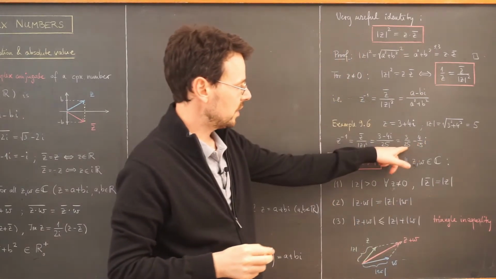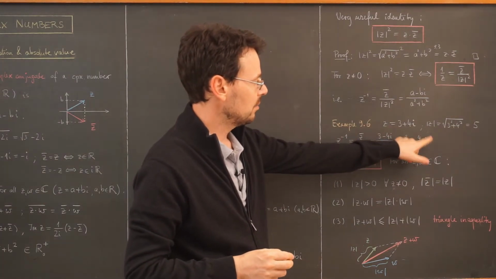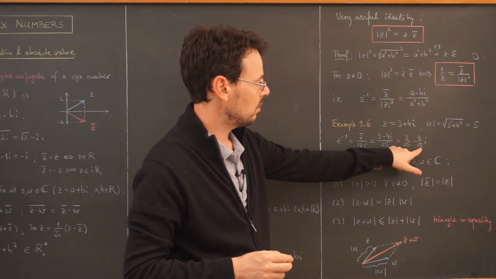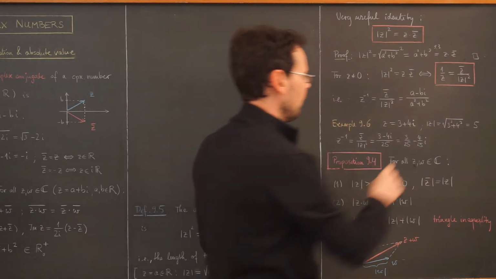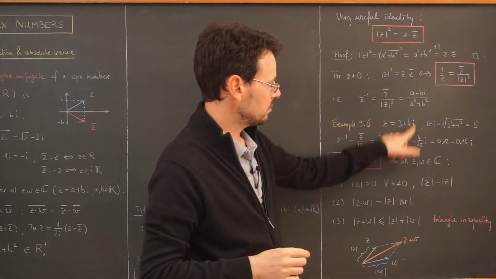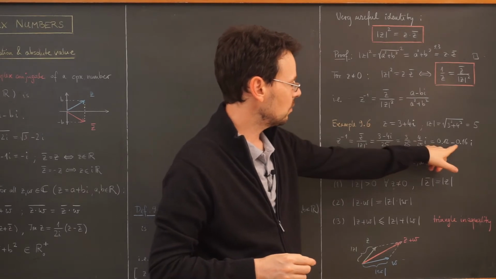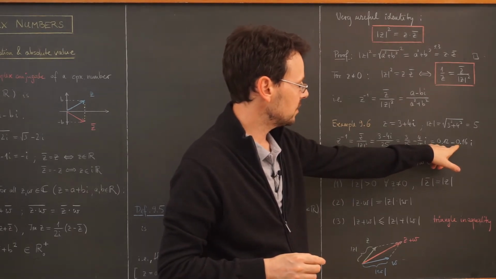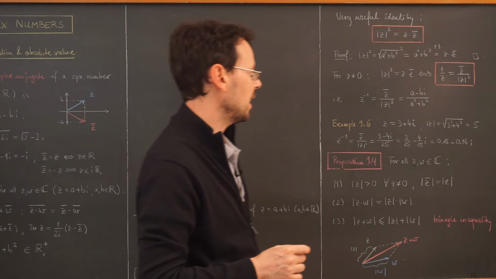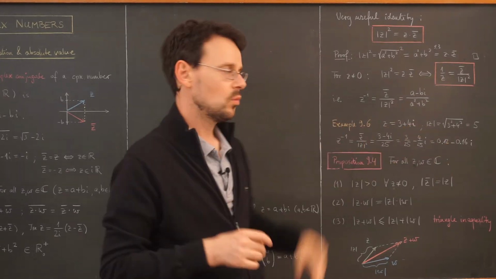And then I can split it up in the real part. This is 3 divided by 25 minus the imaginary part, 4 over 25 times i, which is 0.12. Just multiply by 4 the numerator and denominator, minus 0.16 i. And you should check that the product of these two numbers actually is 1.